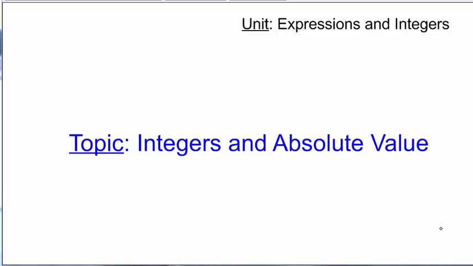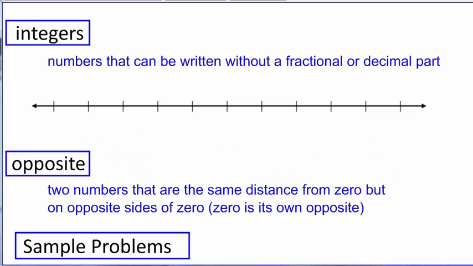In this video, you'll see how to work with integers and absolute value. An integer is a number that can be written without a fractional or decimal part. So if I have 0 right here, an integer could be something like a positive 2 or a positive 5, or negative 3 would be an integer, or negative 5 would also be an integer.